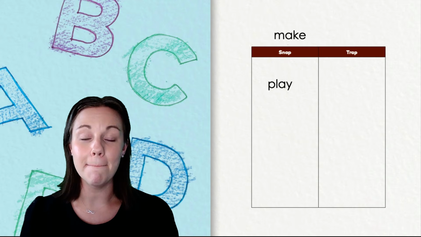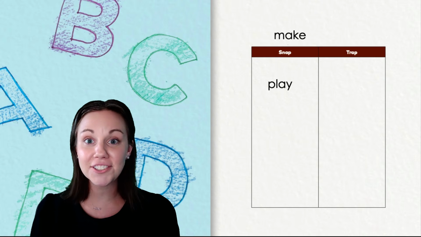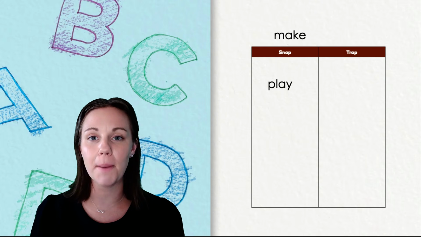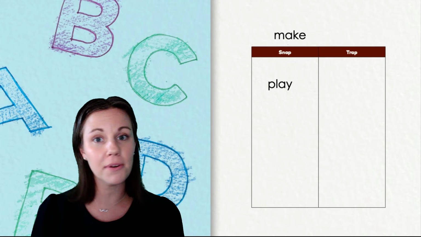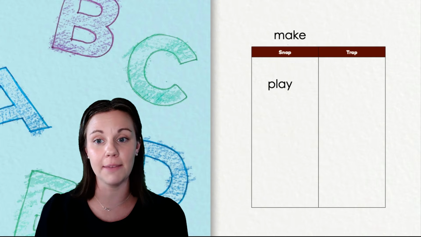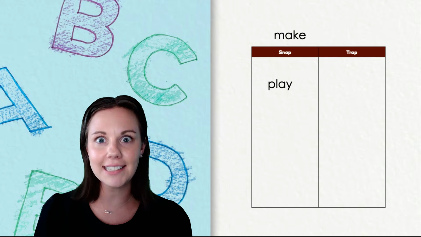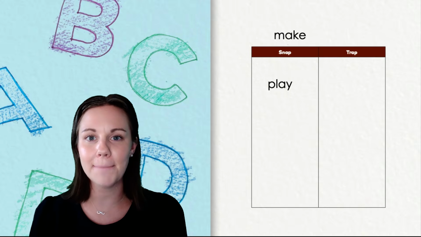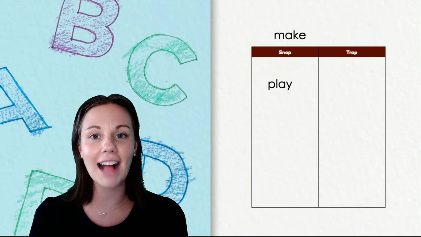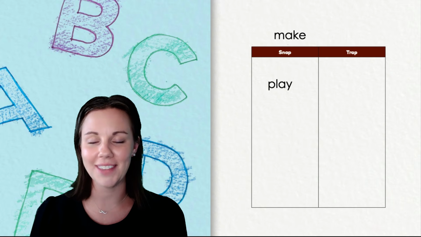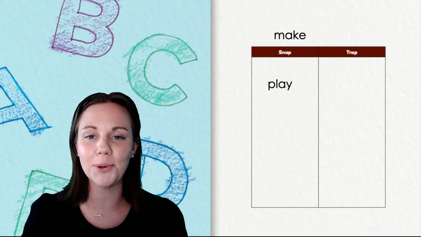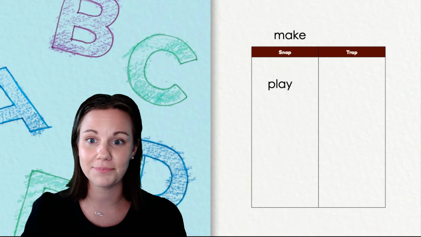It says make. I see that magic E. I know a magic E helps the vowel before it to say its own name. So that A doesn't say ah. It says A, make. It follows the rules that I know. It's a snap. Let's move it into our chart.